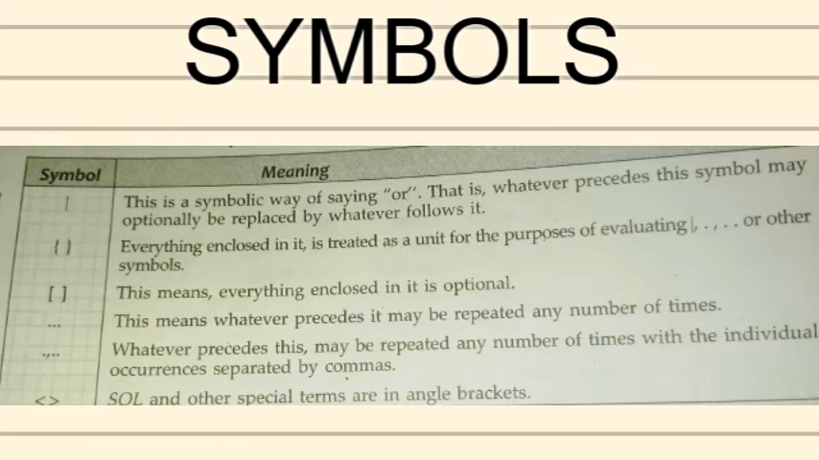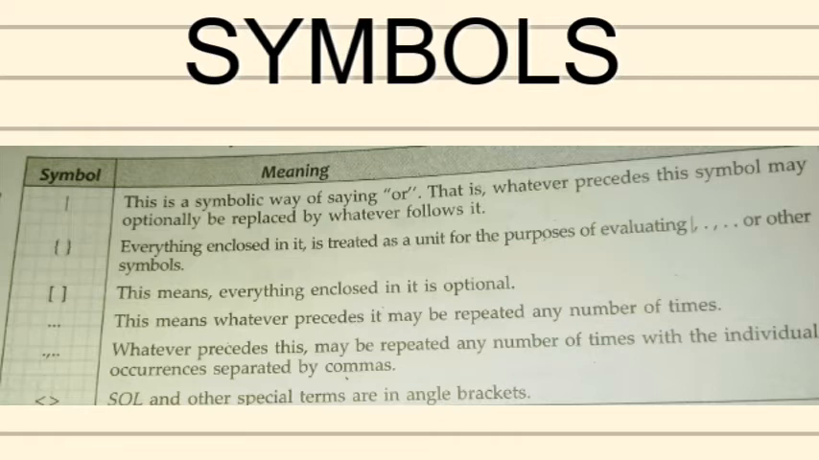First one, we have a vertical line, that is a symbolic way of saying OR, that is, whatever precedes this symbol may be optionally replaced by whatever follows it. Second, we have curly braces, a unit of purpose for evaluating other symbols. Basically everything included in curly braces will evaluate the expression within those curly braces. Second, we have square brackets. The content may be enclosed or may not be enclosed. It is an optional part.